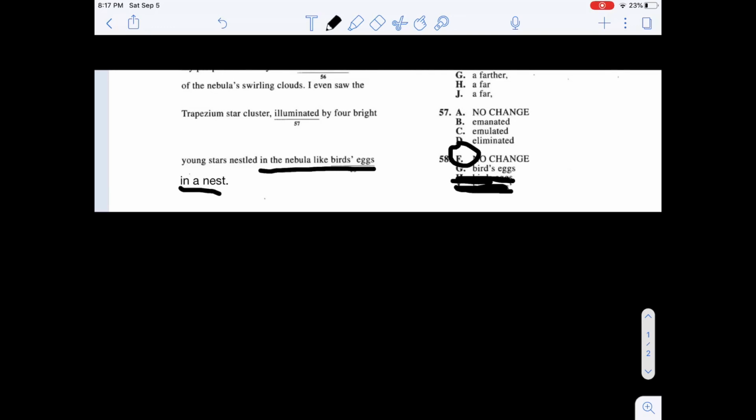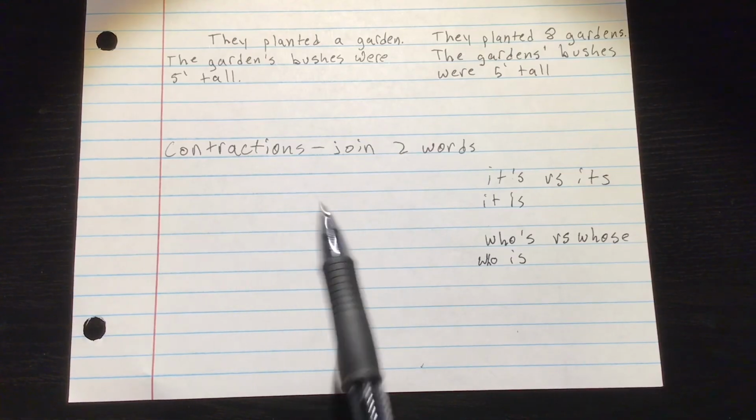Now if I read it as multiple birds owning the eggs, no change, illuminated by 4 bright young stars nestled in the nebula like birds' eggs in a nest. Multiple birds owning the eggs, and the eggs are in a nest. I think that's what we're going to go for here, because G sounds a little bit weird. So that was the bulk of the video.